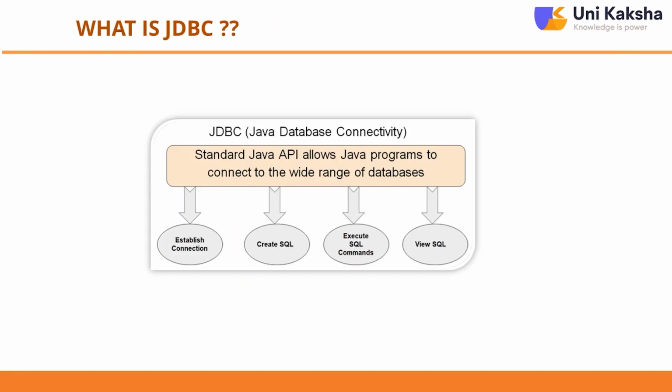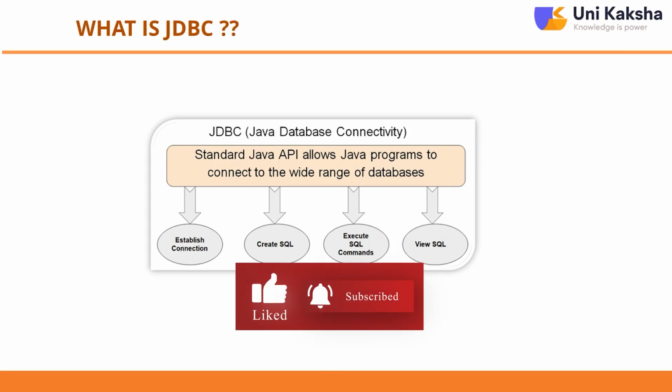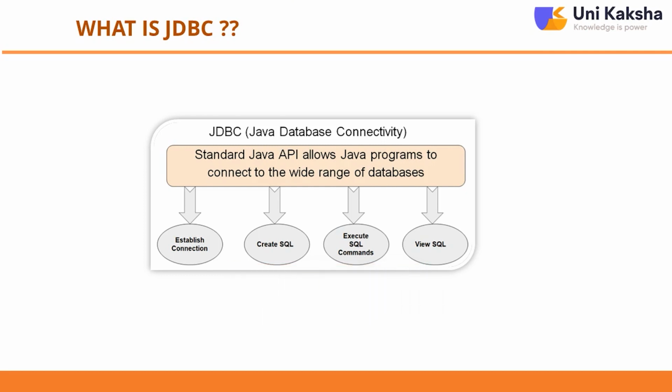Firstly, we will understand what exactly JDBC means. Java Database Connectivity, or the JDBC API, provides universal data access from the Java programming language. When we are using this JDBC API, we can easily access virtually any data source, from relational databases to spreadsheets and flat files as well.